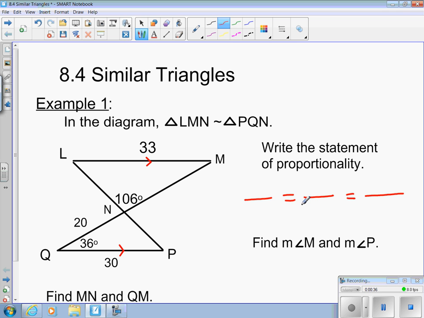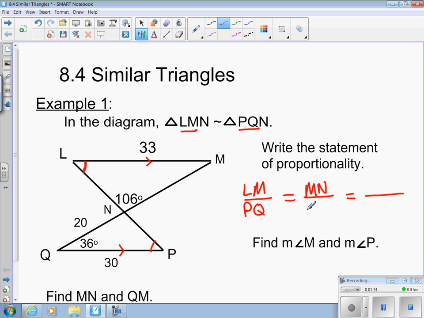So looking at this, are these triangles similar? Well, they say they are. Angle L corresponds to angle P. This angle and this angle have to be congruent because the triangles are similar. The sides, these sides, side LM has to be proportional to PQ. LM proportional to PQ. And I'll start with that. LM over PQ. Also, MN and QN.